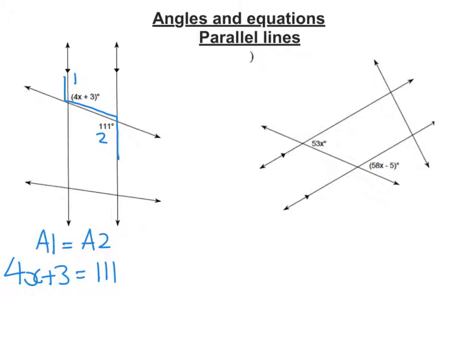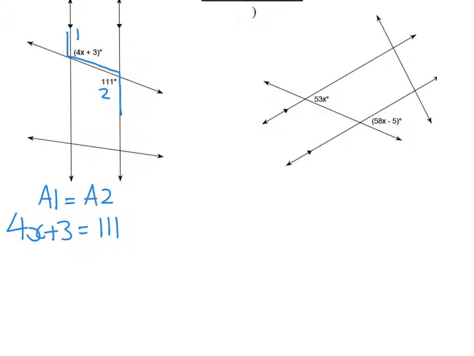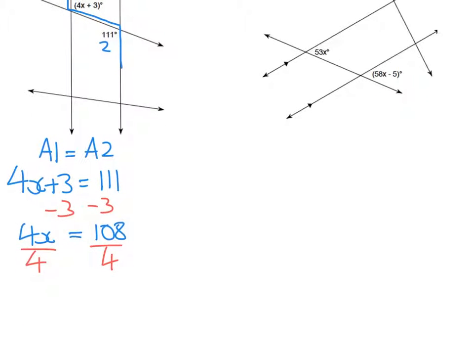Well, that's now an equation that we can just solve. So what I'm going to do is I'm going to take away 3 from both sides. We're going to get 4x is equal to 108. Then I'm going to divide both sides by 4. So we need to do that division. We're going to get x is equal to 27. There it's solved.